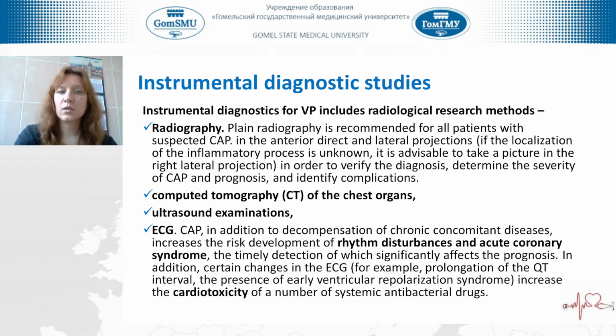CIP, in addition to the decompensation of chronic concomitant disease, increases the risk of developing rhythm disturbance and acute coronary syndrome. This is also a cause for older patients, and you should remember about it. The time and direction of which significantly affect the prognosis. In addition, certain changes in the ECG, for example, prolongation of the QT interval, the presence of early ventricular repolarization syndrome, increase the cardiotoxicity of a number of systemic antibacterial drugs.